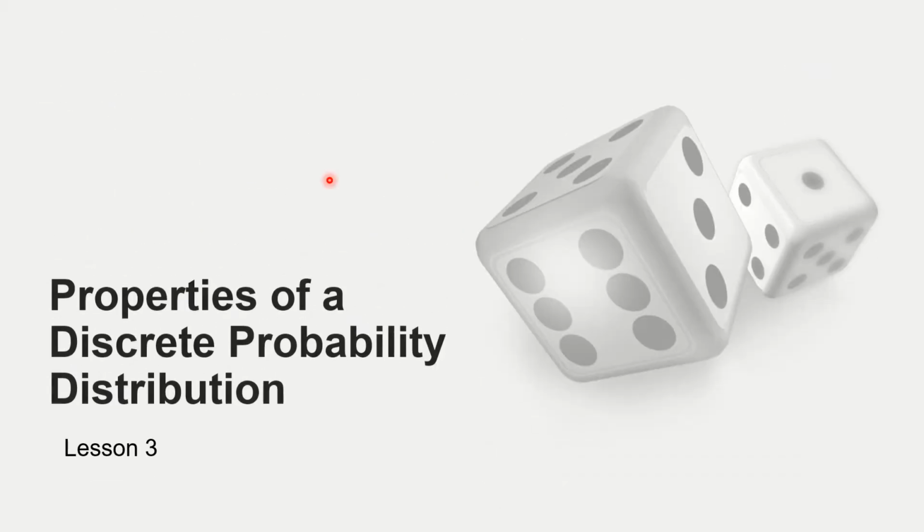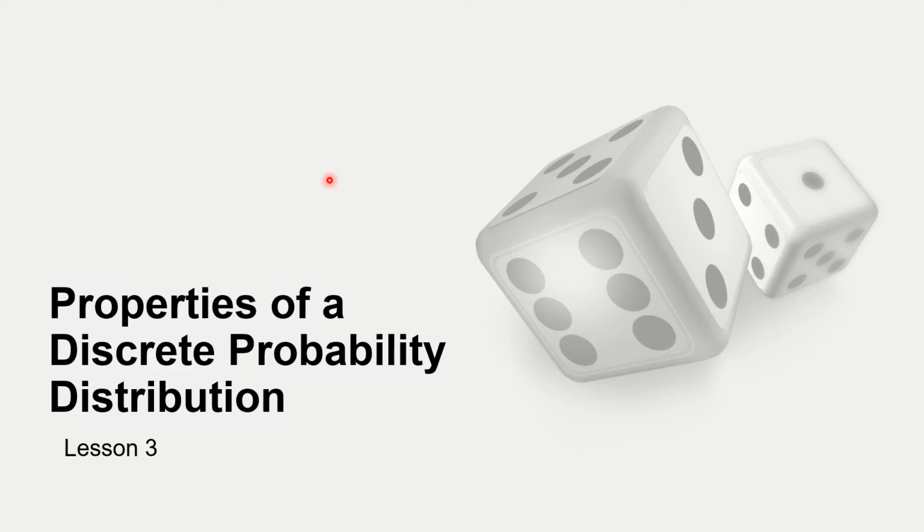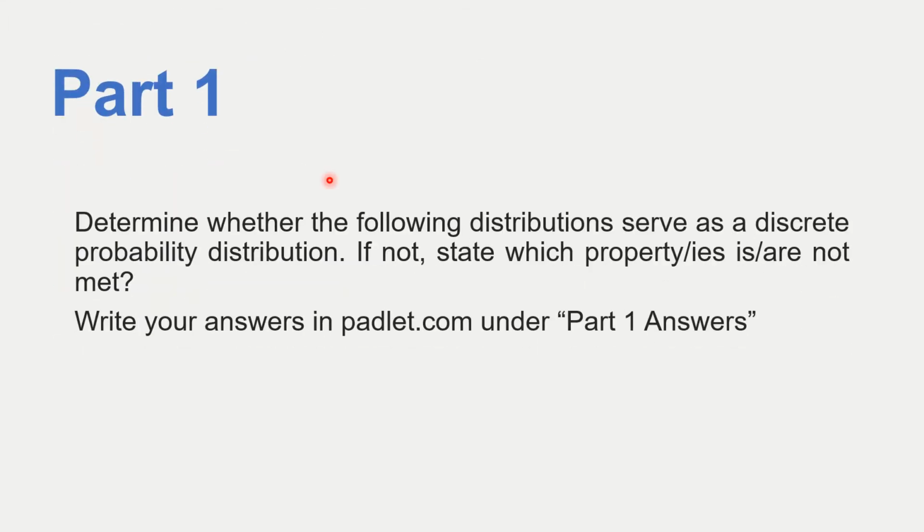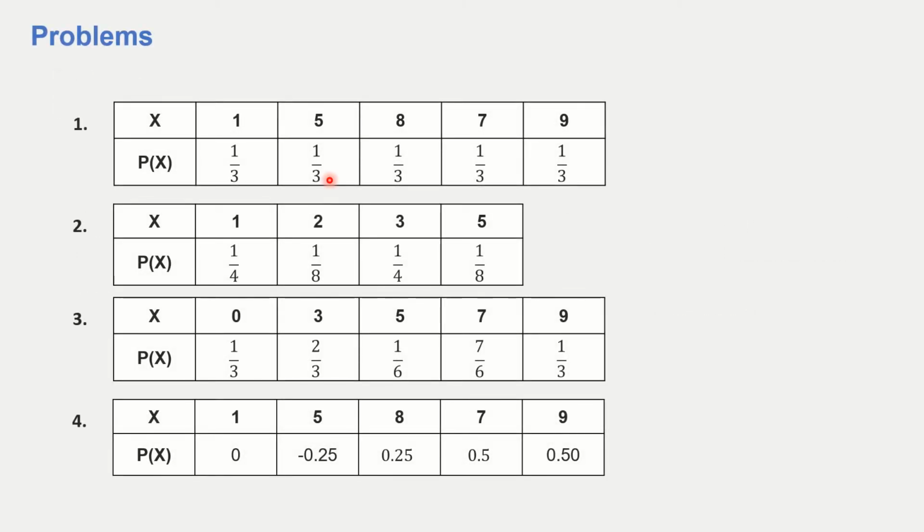Okay, so part 1: properties of discrete probability distribution. For the following problems, determine whether the following distributions serve as a discrete probability distribution. If it is a probability distribution, just write probability distribution, and if not, just state which property or properties is or are not met. Then write your answers in padlet.com under part 1 answers. So here are the problems. You may pause this video, then resume watching after uploading your answers in Padlet.